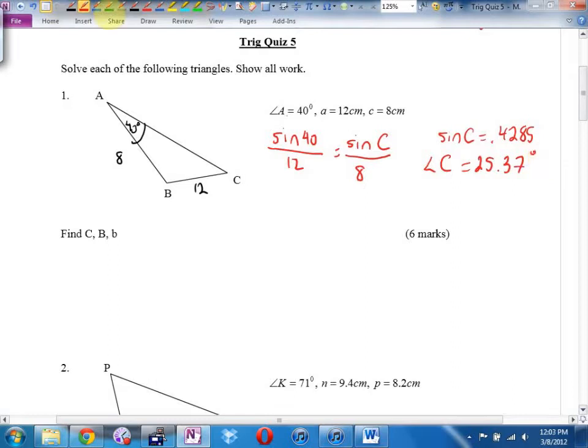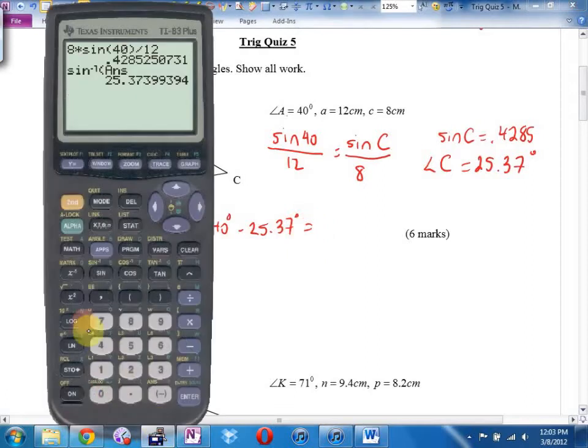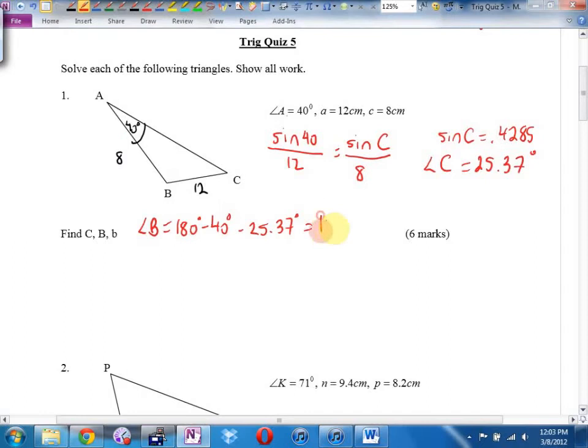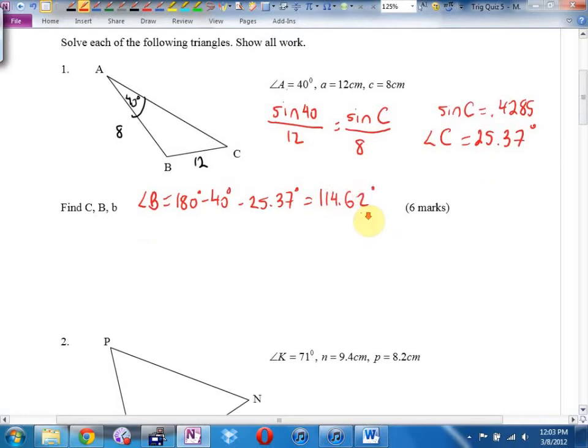Oh, now I know angle B. Angle B is going to be 180 degrees minus 40 degrees minus 25.37 degrees. 180 minus 40 minus that number. You get 114.6 degrees, 114.62 if you want to be that fussy. 115, yes, I'd take that as well. The last thing I need to find is little b.